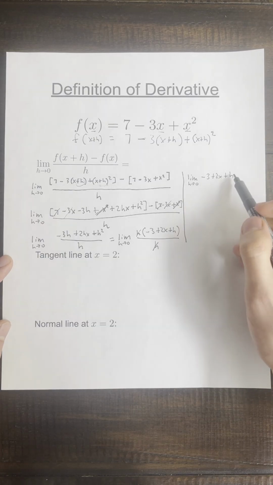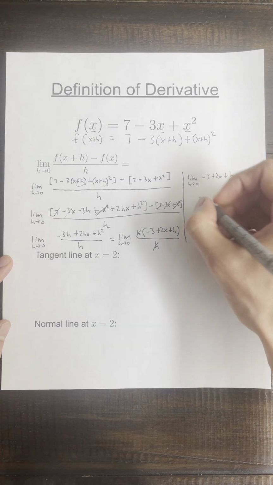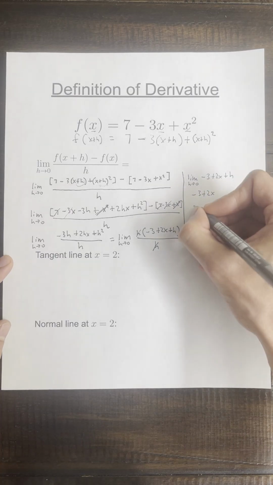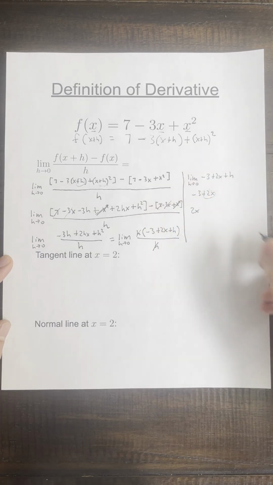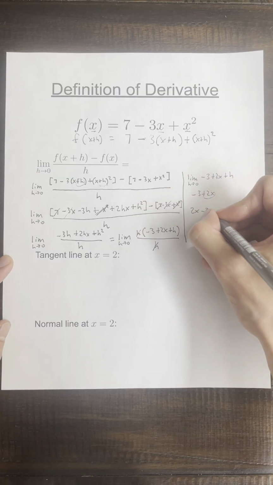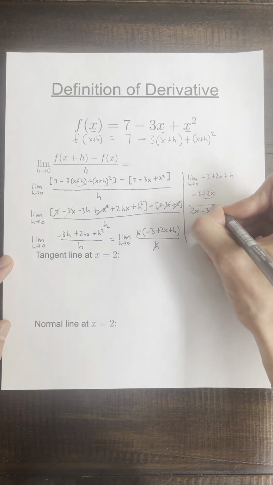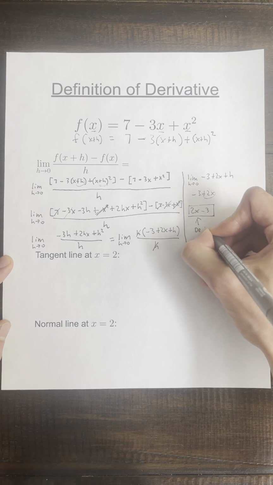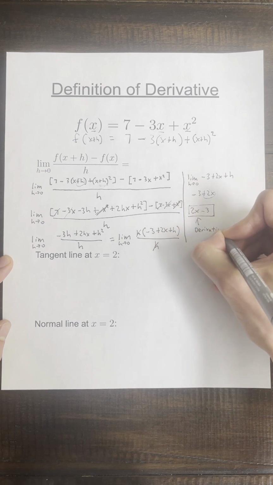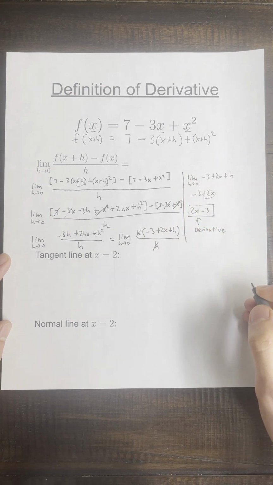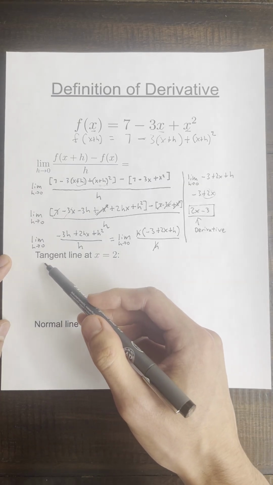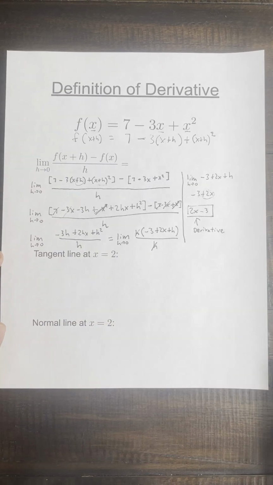We can plug in 0 for h. So this turns into negative 3 plus 2x. I like to write it as 2x minus 3. I just like to keep the x's in front. But this is the derivative. Derivative. Okay. Now we're ready to move on to finding the tangent line at x equals 2.